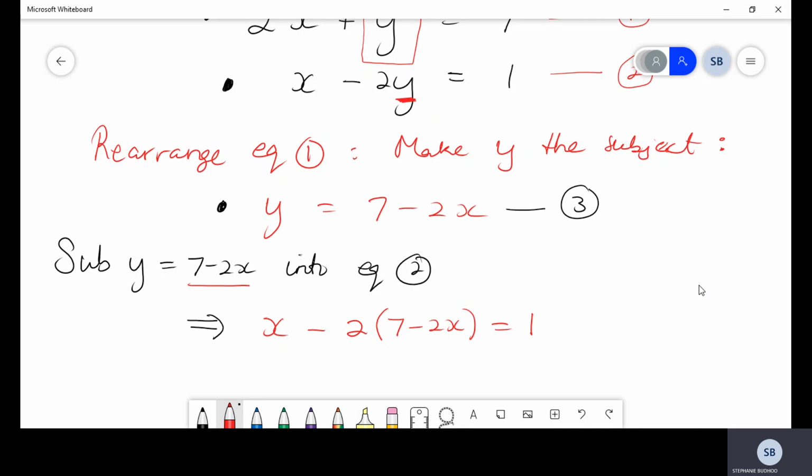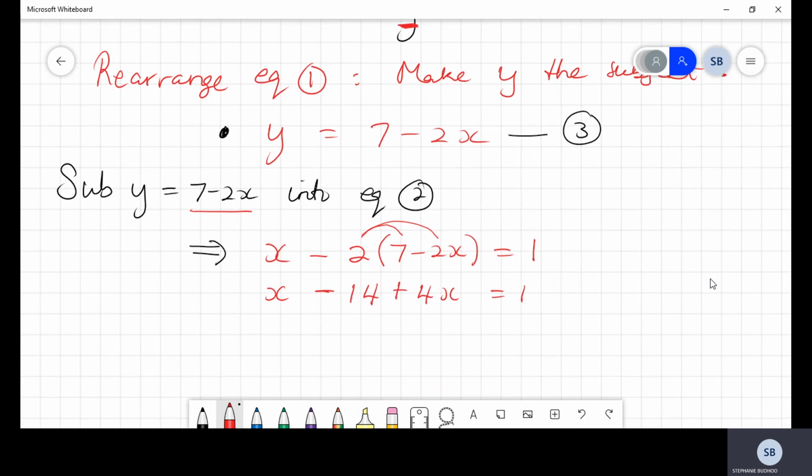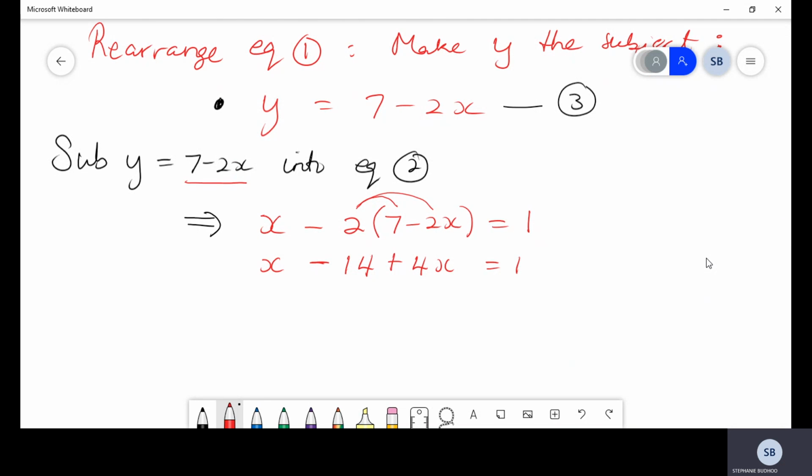Now we have to apply the distributive rule, where we expand our brackets. We get x subtract, well, that's negative 2 multiplied by 7, that's subtract 14. And then we have negative 2 multiplied by negative 2, that's positive 4x. If you have issues distributing brackets, be sure to look out for my upcoming videos on rules of distribution.